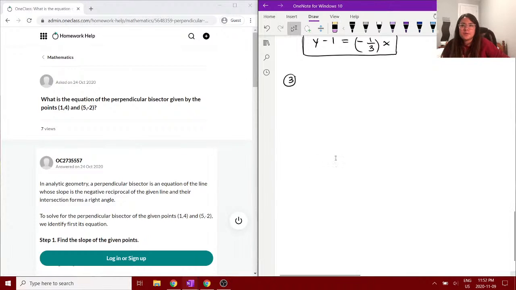For question number 3, it asks, what is the equation of the perpendicular bisector given by the points 1, 4, and 5, -2? Okay, so perpendicular bisector, let's write the definition for that.